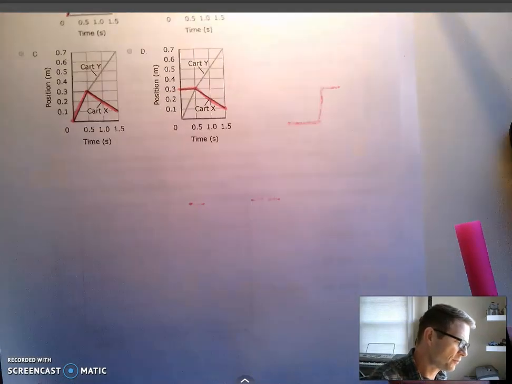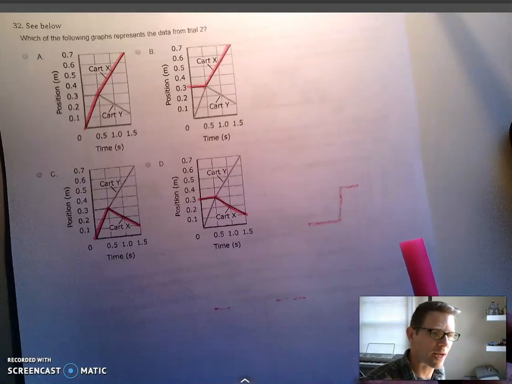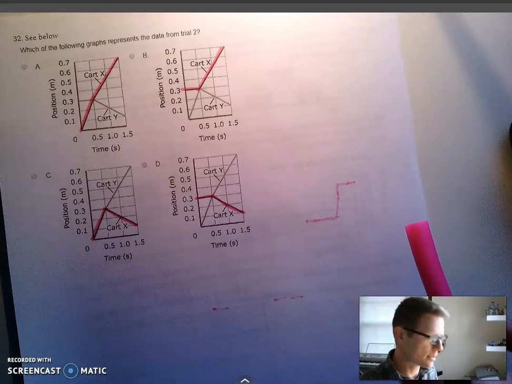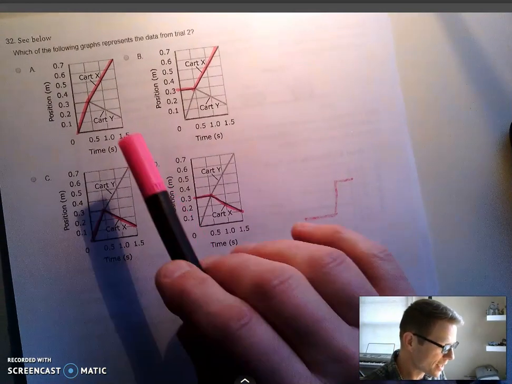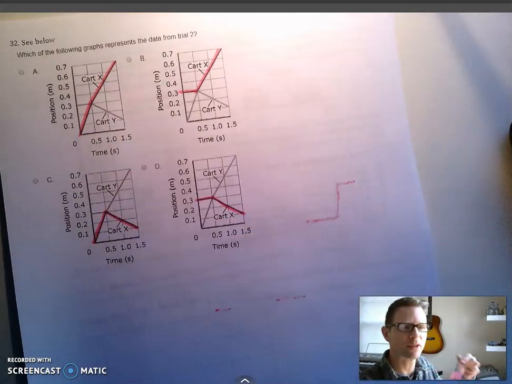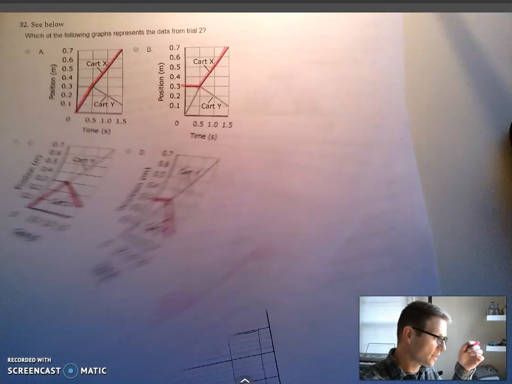This one's really weird. Which of the following graphs represents the data from trial 2? Okay. So with trial 2, I'm going to tell you, you don't even have to calculate. I know, you're contradicting yourself, Durgeon. No, in this case, it doesn't ask me for a number. It says which matches. So if it doesn't ask you for a number necessarily, you don't necessarily have to calculate, although you could.